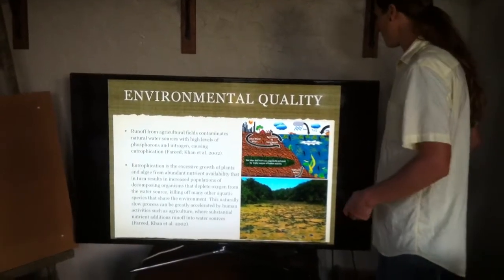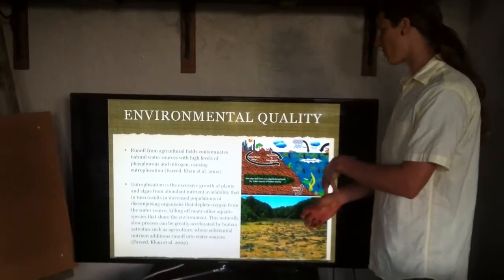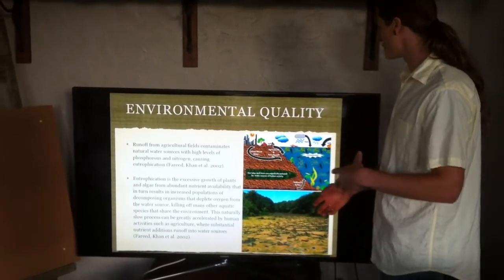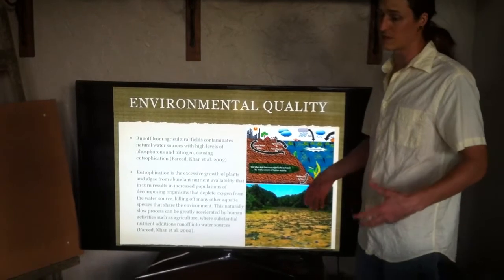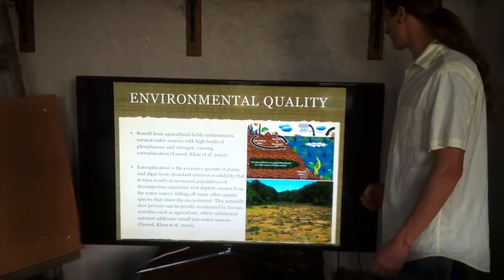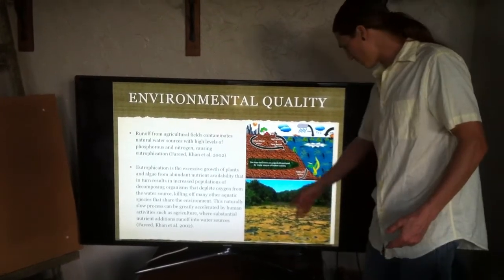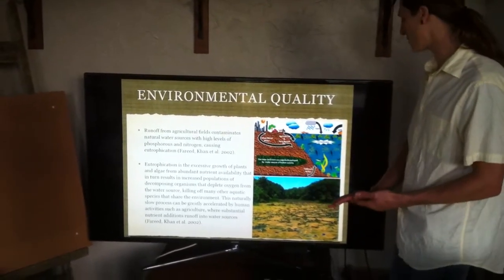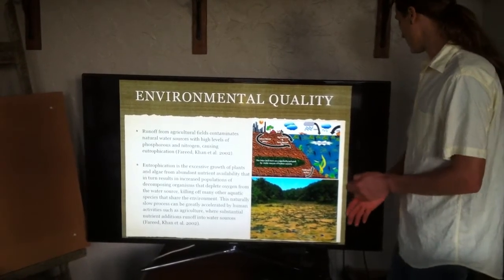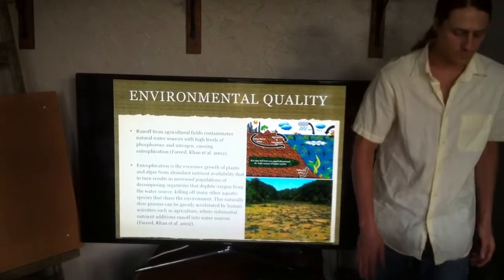Decomposing microorganisms break down these plants, use up all the oxygen, and starve other aquatic species of oxygen. Oftentimes these are more desirable species, and ultimately this throws off the balance of the ecosystem. So it's a major issue we face. This picture down here looks like a pond with a high level of eutrophication, and it doesn't look very pleasant to go swimming in.